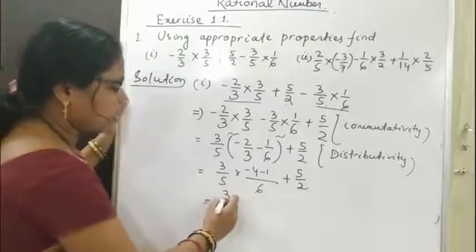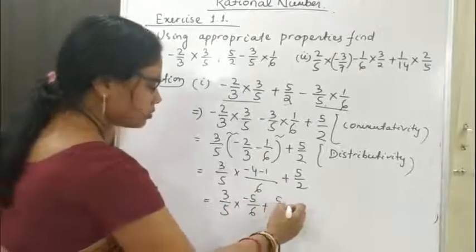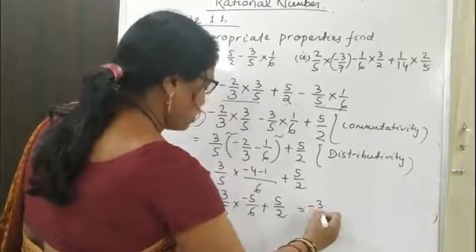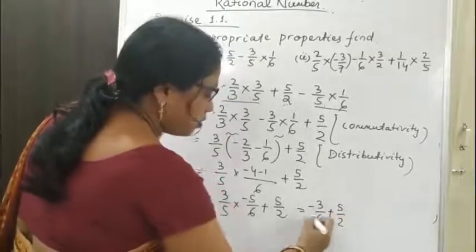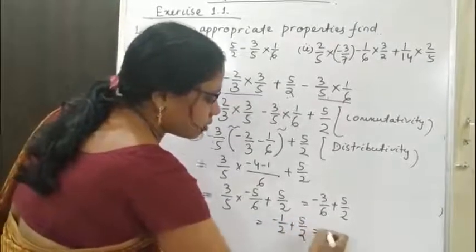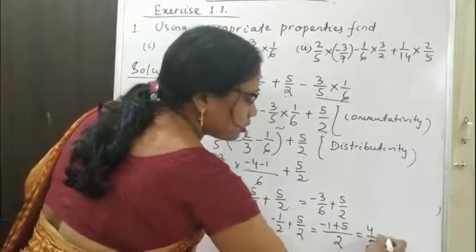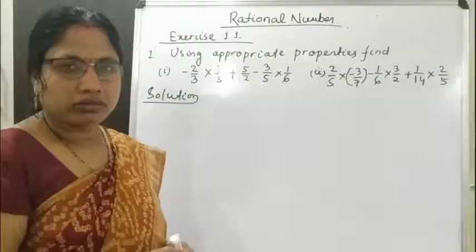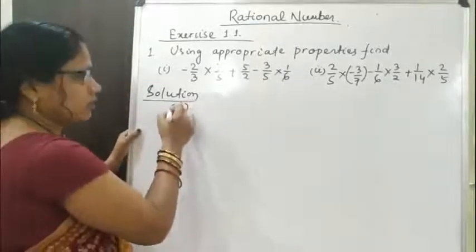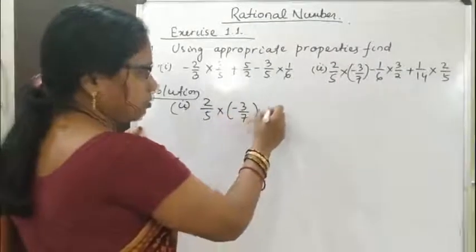So this is equal to 3 by 5 into minus 5 by 6 plus 5 by 2. So this is equal to minus 3 by 6 plus 5 by 2, or that is equal to minus 1 by 2 plus 5 by 2. So that is equal to, 2 is the LCM, minus 1 plus 5. This is 4 by 2, or the answer is 2.